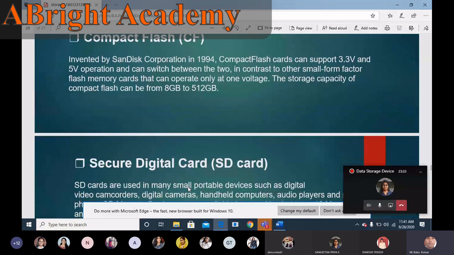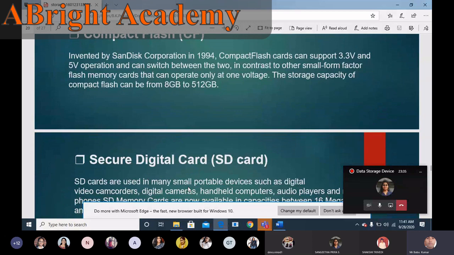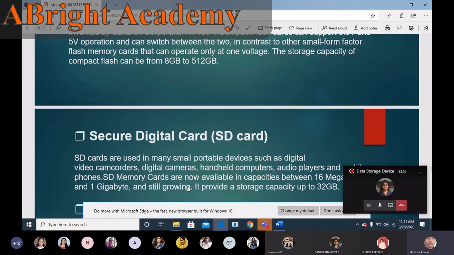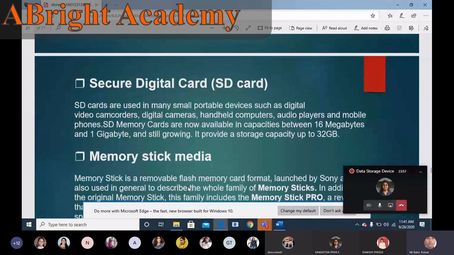Compact flash. Invented by SanDisk Corporation in 1994, a compact flash card can support 3.3 volt and 5 volt operation and can switch between the two, in contrast to other small form factor flash memory cards that can operate at only one voltage. The storage capacity of compact flash can be from 8 GB to 512 GB.